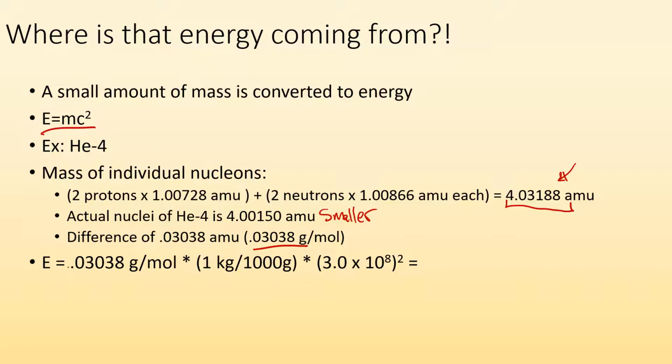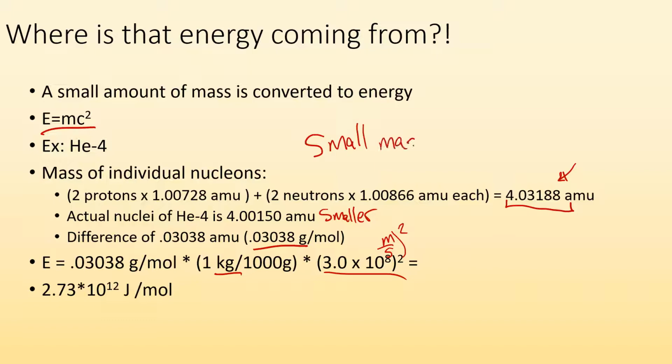We get the mass, right now it's in grams, so I have to convert that to kilograms, and then I multiply it by the speed of light squared. The units on that are meters per second, and then we square that whole thing, and we end up with a really big number. So the moral of the story is a small amount of mass is converted to a lot of energy.